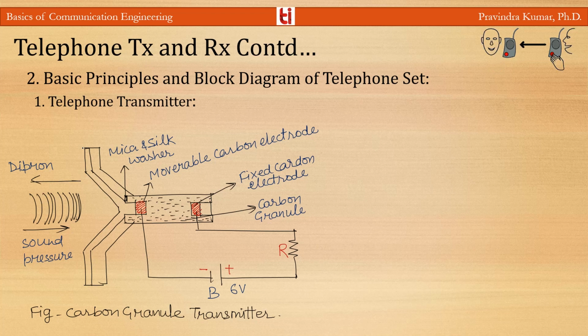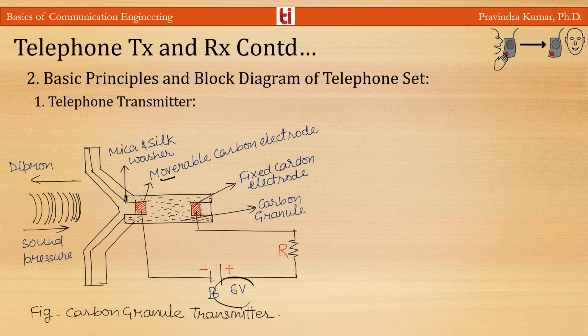And you can see in this figure, it is based on the principle that the resistance of the carbon granules is inversely proportional to the pressure. The construction is in your figure. There is one movable electrode and another fixed electrode, and between them there are carbon granules, and this is the diaphragm, and there is a battery. It is the property of the carbon that its resistance varies with pressure. The carbon transmitter does not produce any EMF but only changes its resistance with the change in the pressure.